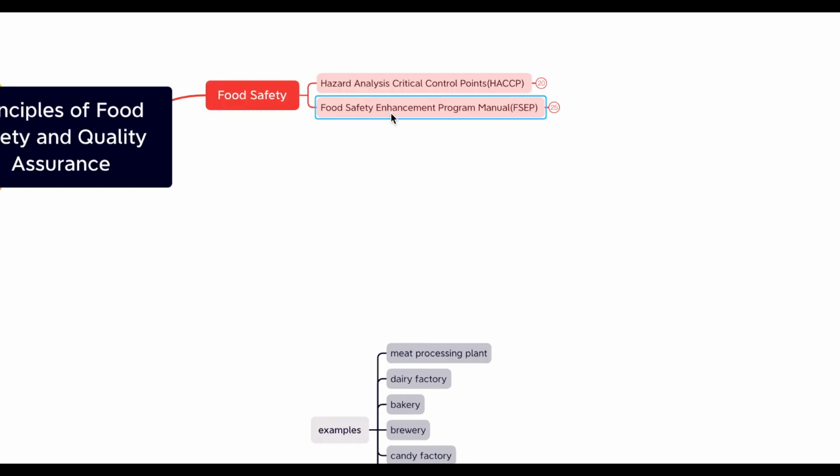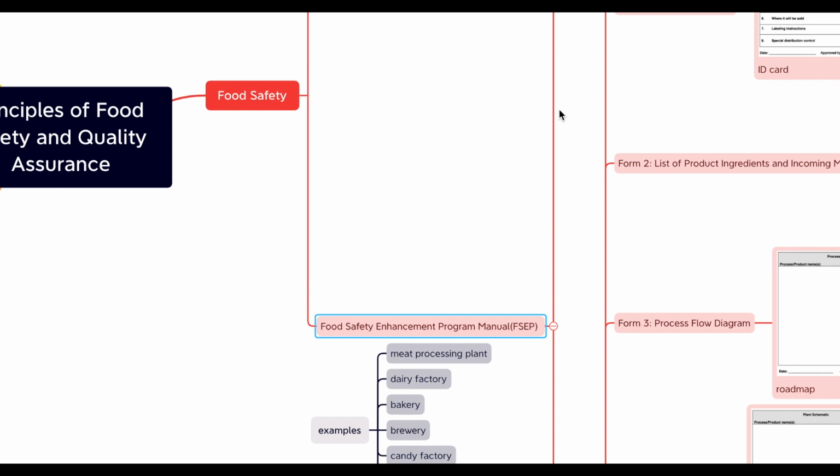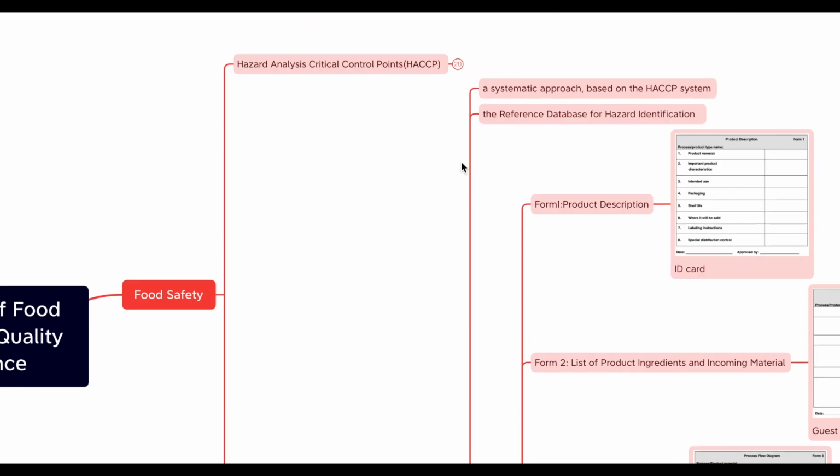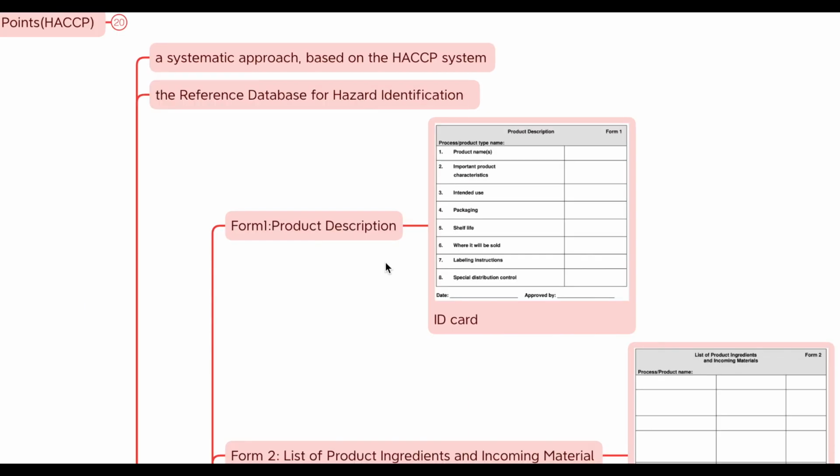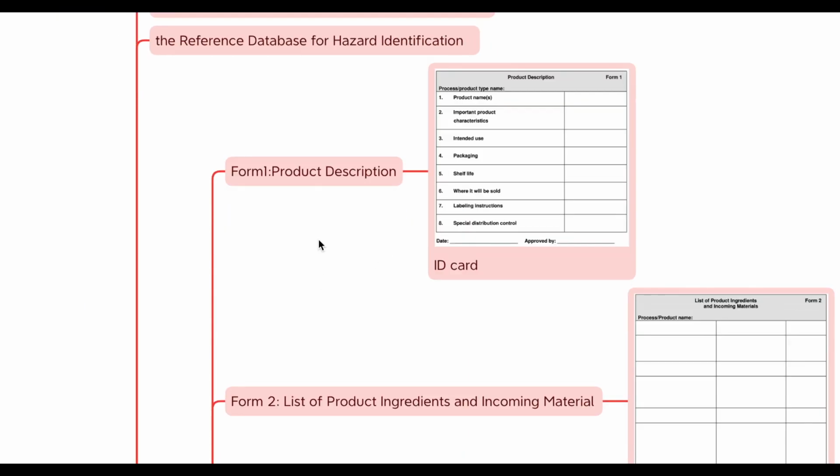And the FSEP manual includes 11 forms, which are designed to help food establishments implement a robust food safety system. These forms cover everything from product description and hazard identification to process flow diagrams and control measures. And if you want to look for potential hazards, you can look it up in the reference database for hazard identification. So let's kick things off with Form 1, which is all about product description.